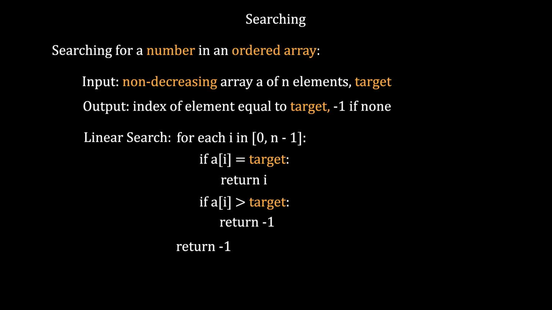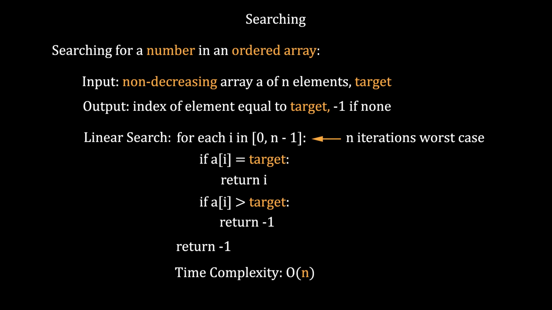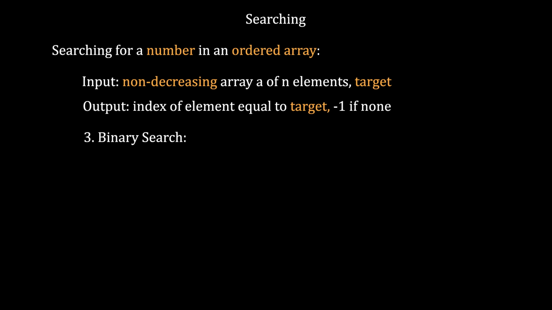But this for loop still makes n iterations in the worst case scenario. Take for example, searching for a value which is greater than every value from the array. We still make those n iterations. So the time complexity is still big O of n. But we still haven't used one property to its full potential, and that is that the array is non-decreasing. And here binary search takes place. Let's find out more about it.